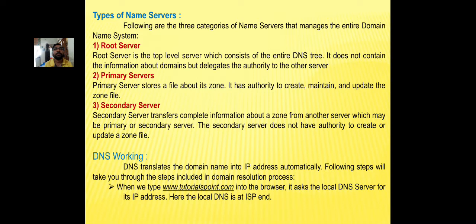Second, primary server. Primary server stores a file about its zone. It has authority to create, maintain and update the zone files. Secondary server transfers complete information about a zone from another server, which may be the primary or secondary server. The secondary server does not have authority to create or update a zone file.